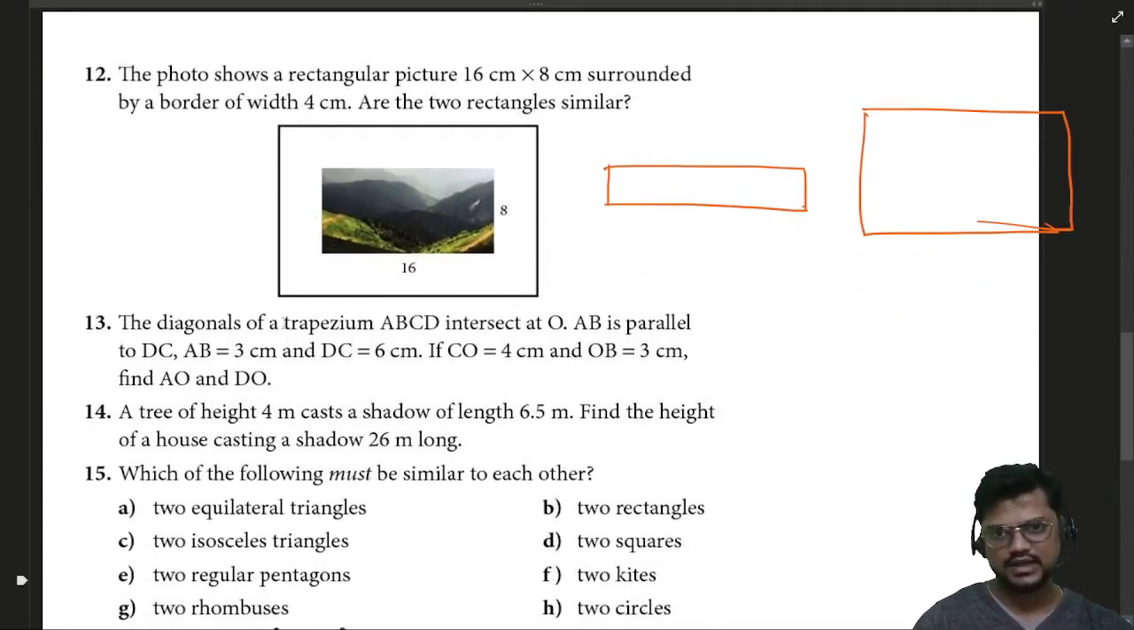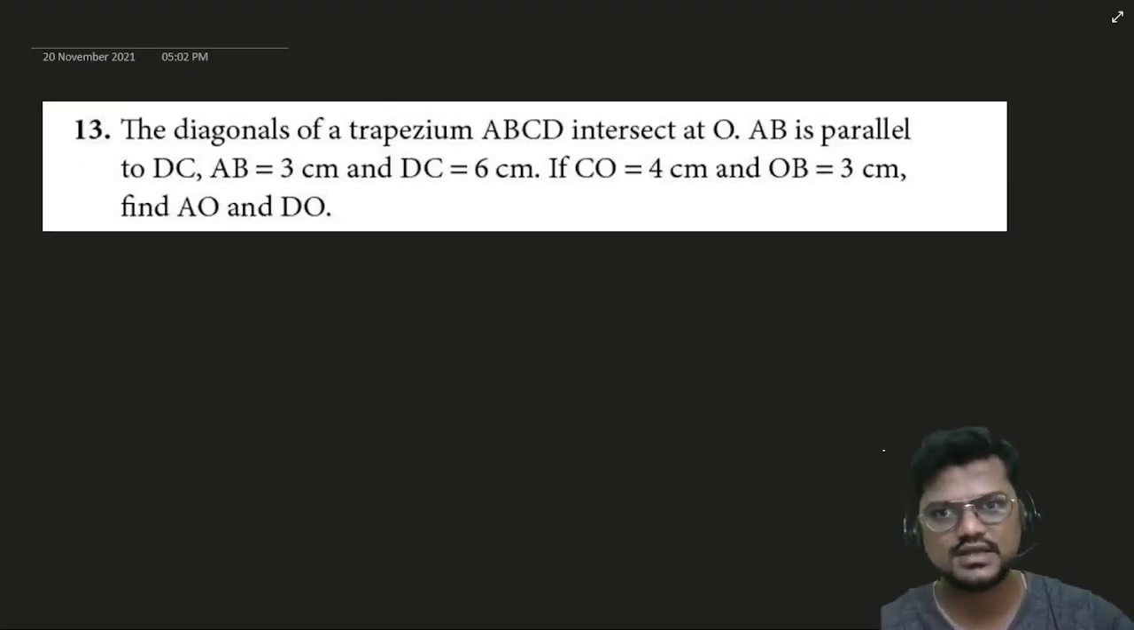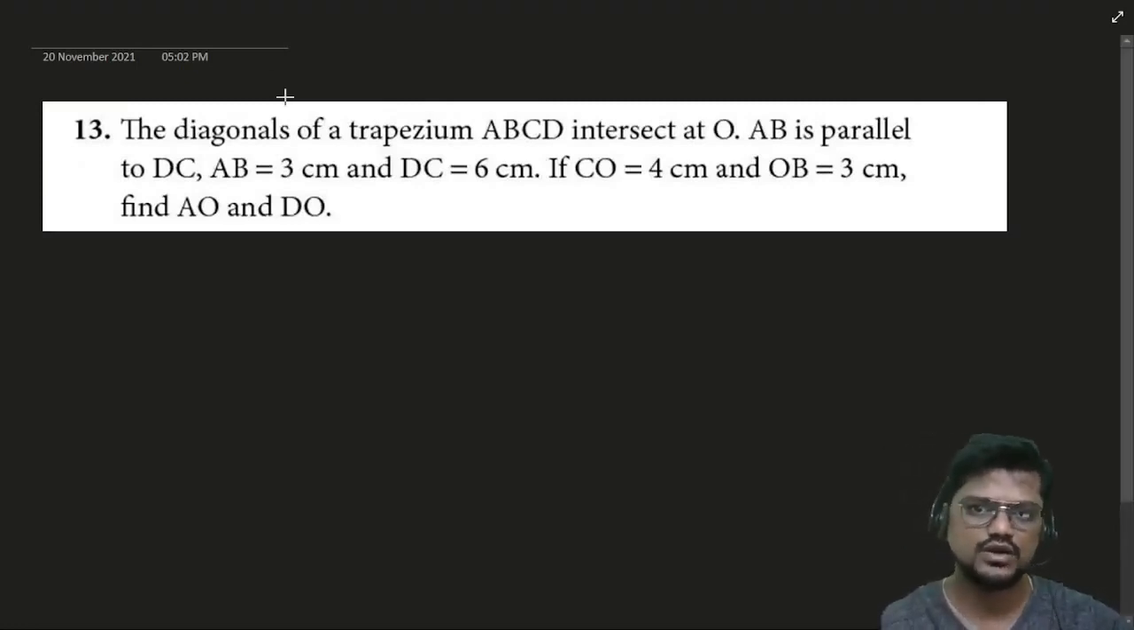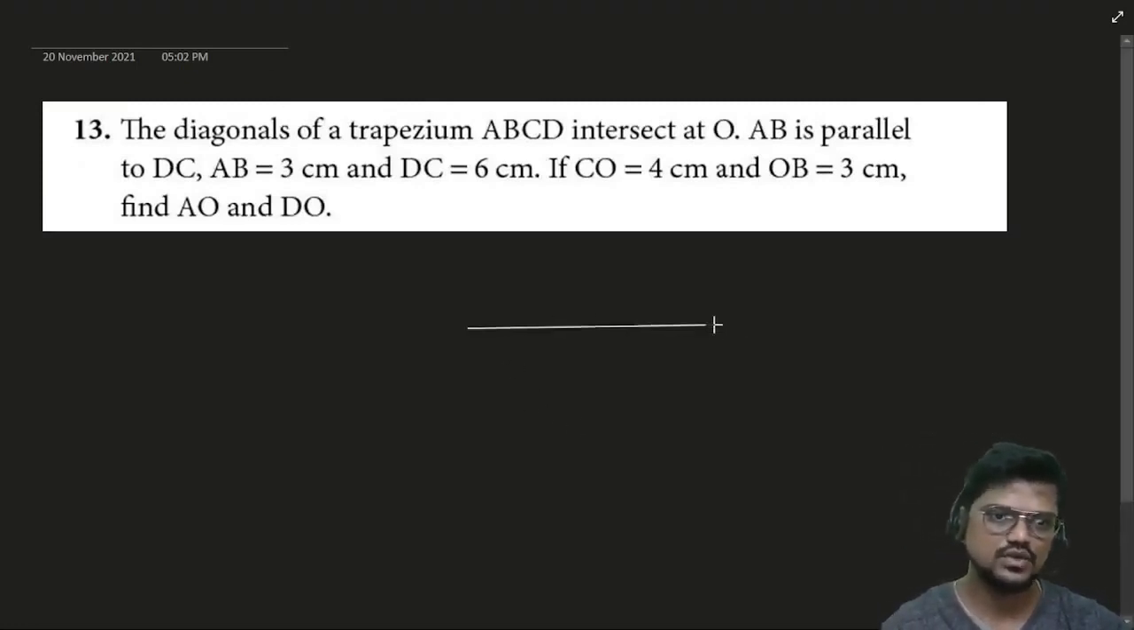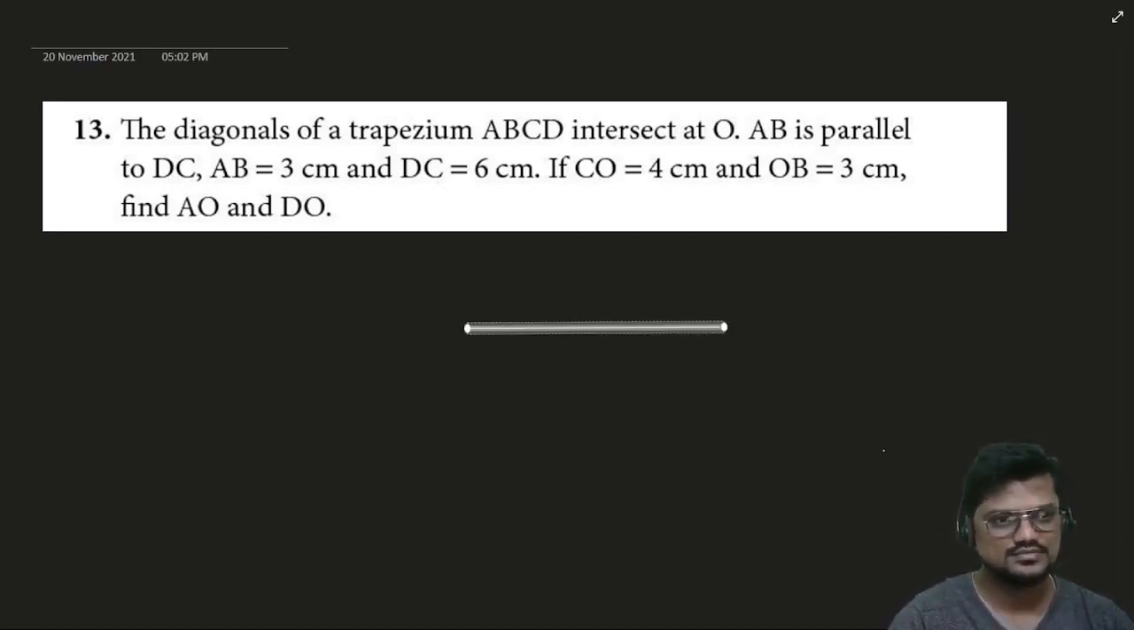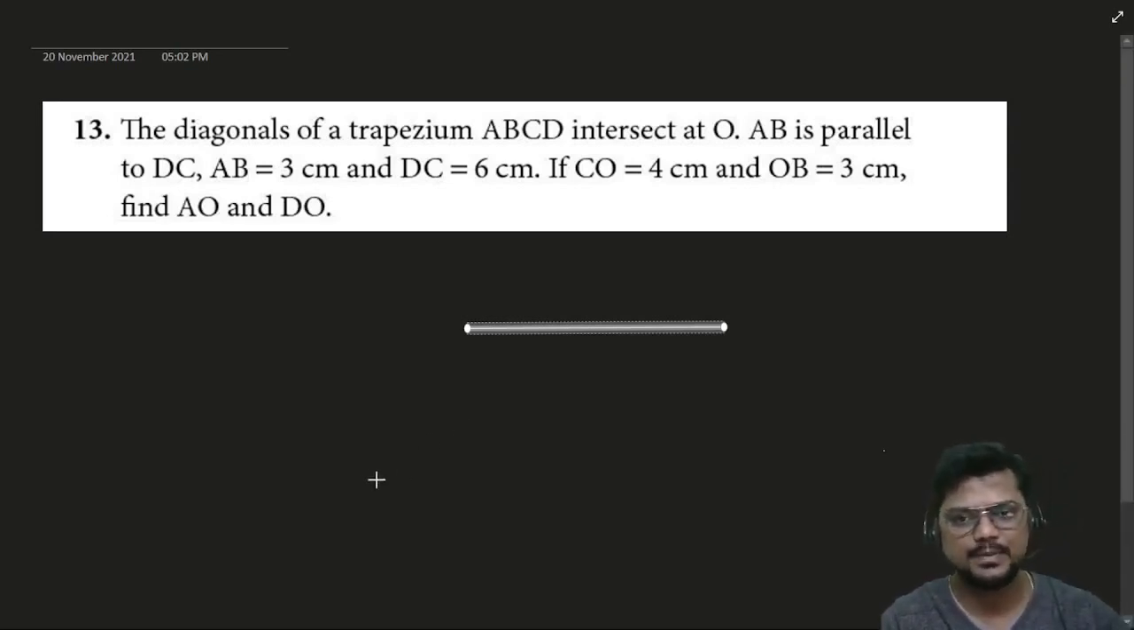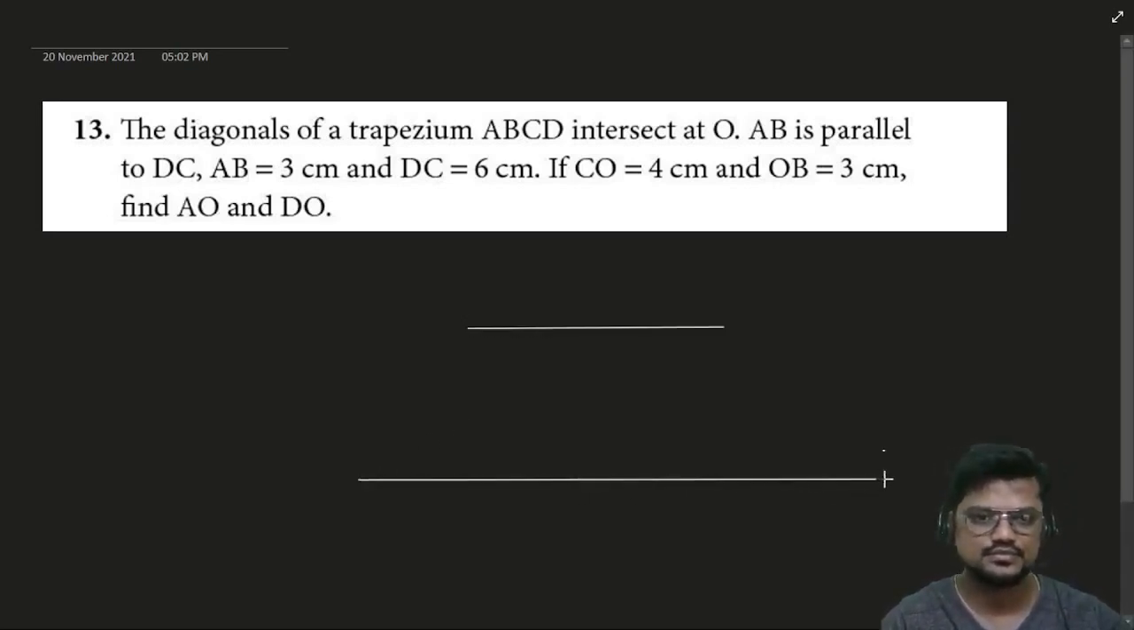Next, the diagonals of a trapezium intersect at O. AB is parallel to DC. AB is this. Then find AO and DO. Fine. Let us do question number 30. Over here, what they are saying is there is a trapezium. Now, how do we draw the trapezium? In the trapezium, what do we have? AB and CD will be parallel lines. Yes, there will be two lines which will be parallel.